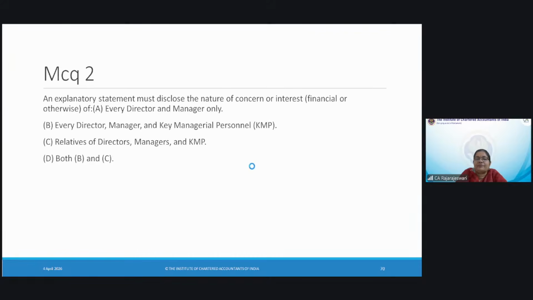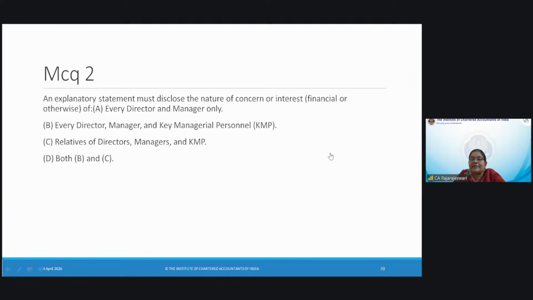Then, an explanatory statement must disclose the nature of concern or interest, financial or otherwise, of every director and manager only. Every director, manager and key managerial personnel, relatives of directors, managers, and key managerial personnel, both B and C. So, what should be the answer?